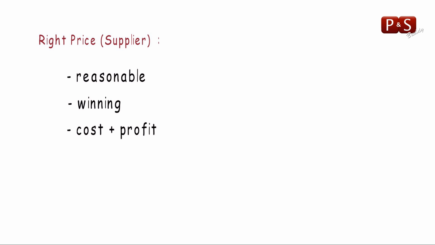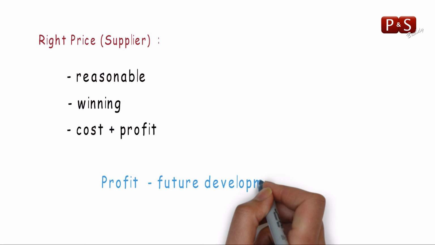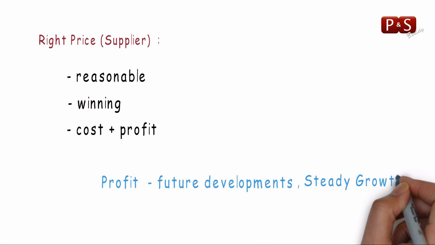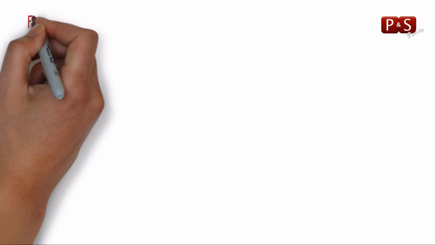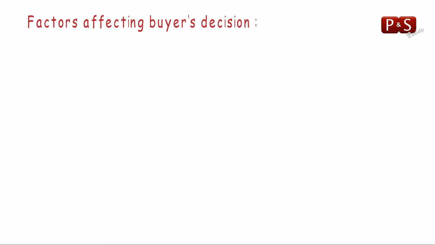The seller would love to maximize its profit in order to use the profit for future developments. But selling at any price it wishes is not possible unless it has a very strong monopoly position. In most cases, the aim will be to secure the cost incurred plus some additional profit, which is sufficient for a steady growth. Let us see some factors affecting buyer's decision on right price.